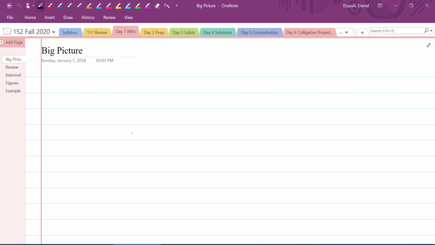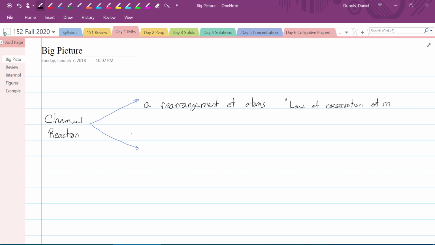All right, so the first thing we talk about is a chemical reaction. What is a chemical reaction? That's the question. It can be broken down into two things. A rearrangement of atoms, which is where the law of conservation of mass exists. Law of conservation of mass.